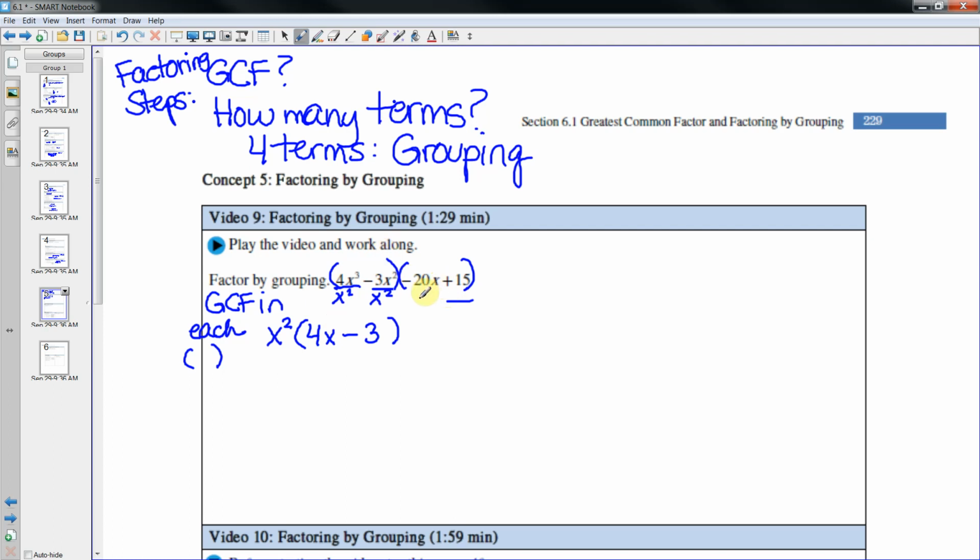I'm looking at the negative 20x plus 15. What do they have in common? Well, a 5 will go into both of those. Okay, so I know I'm going to do a 5. I can't take out an x because the 15 doesn't have an x.